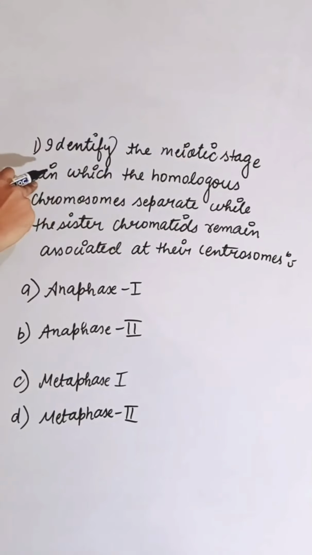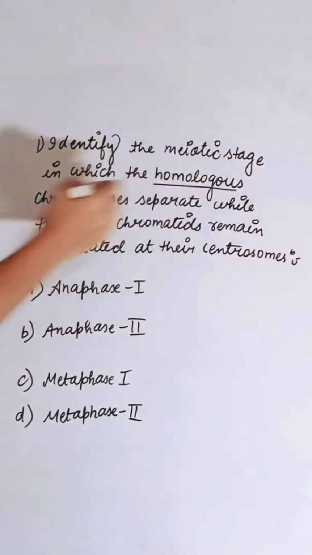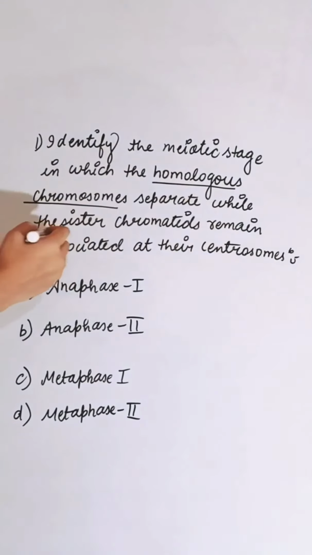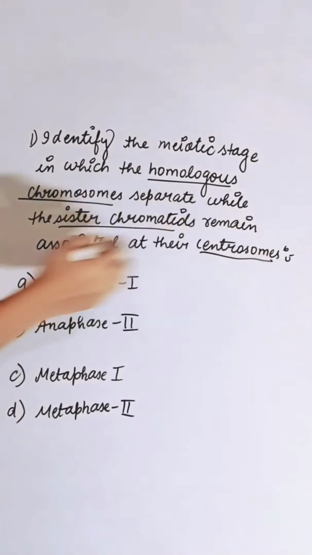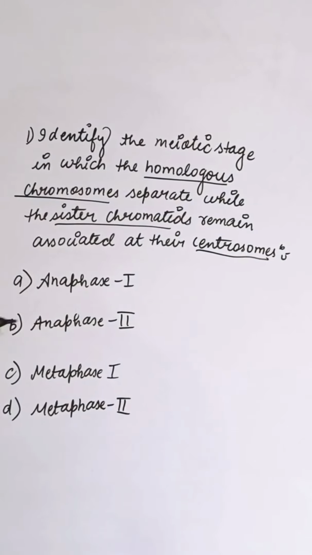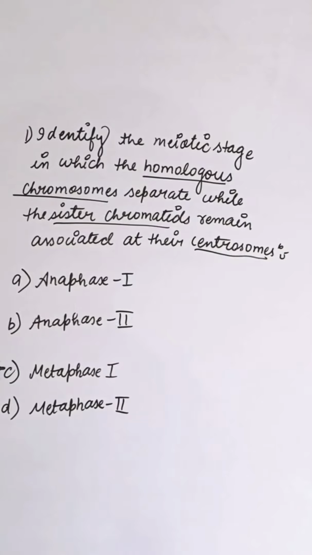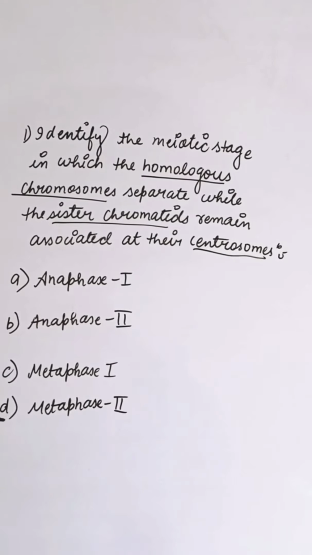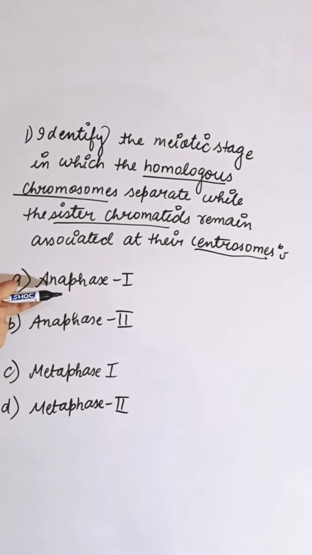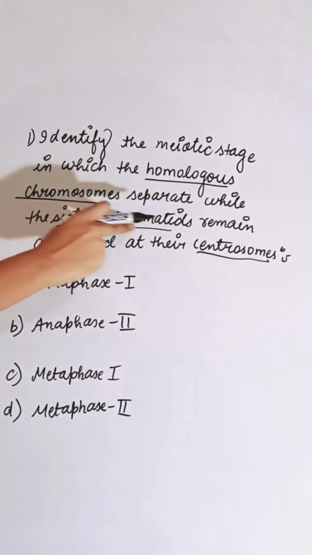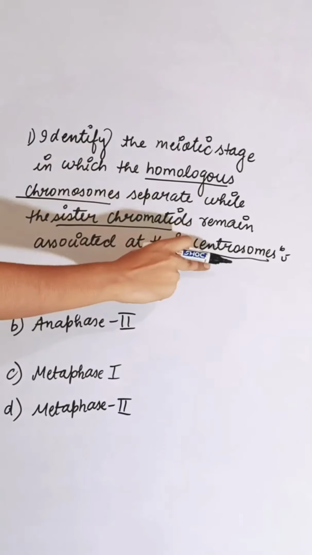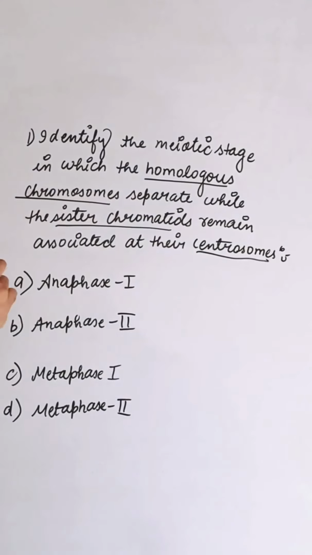Identify the meiotic stage in which the homologous chromosomes separate while the sister chromatids remain associated at their centromere. First option anaphase 1, second is anaphase 2, third is metaphase 1, fourth is metaphase 2. In anaphase 1, the homologous chromosomes separate while the sister chromatids remain associated at their centromere. So the correct answer is A.